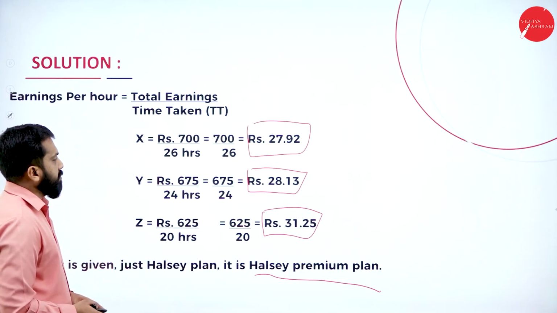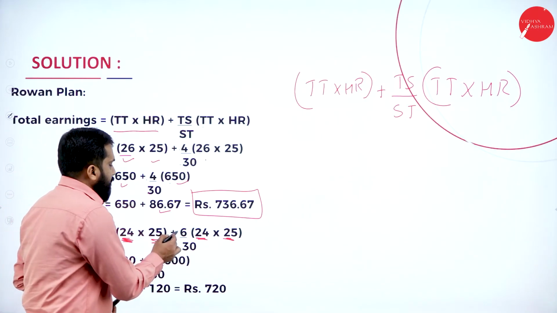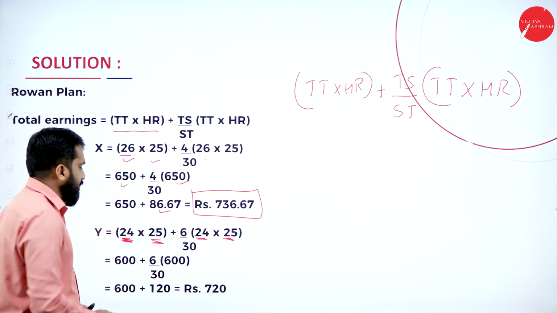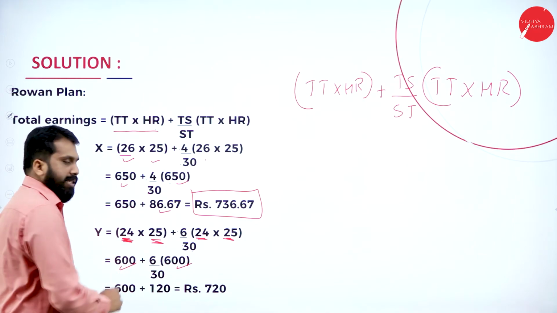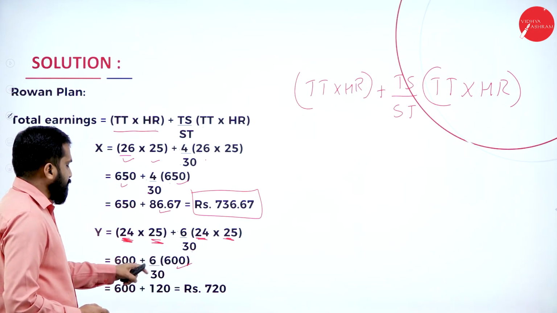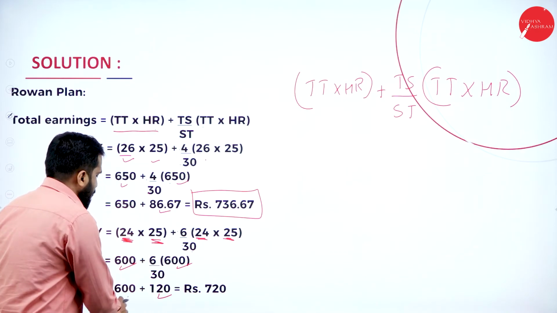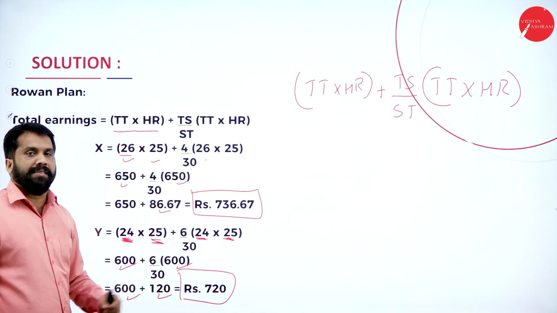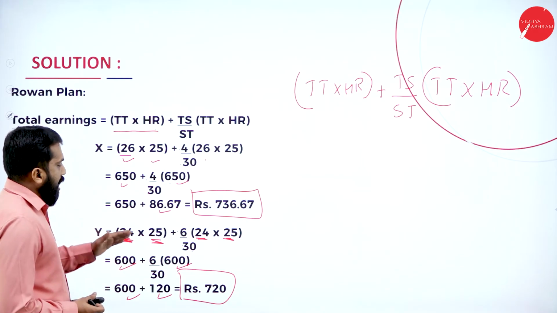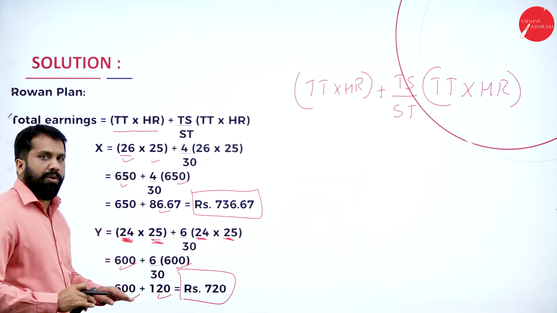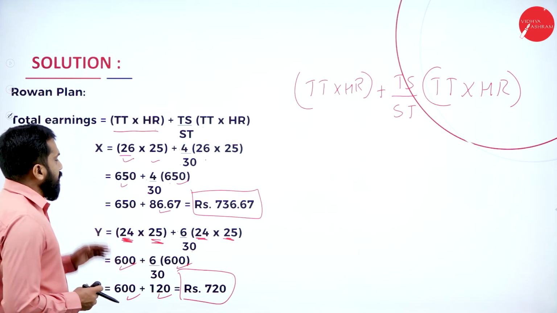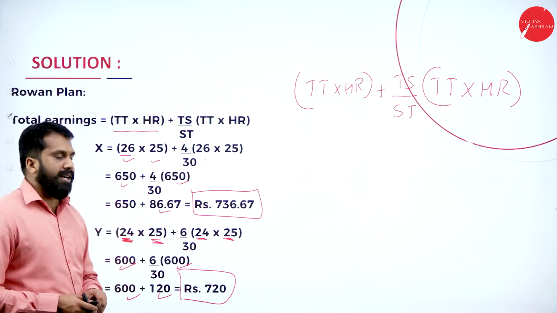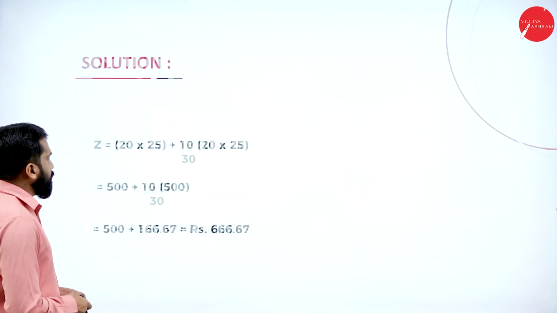Now, 6 hours divided by standard time, which is 30. First you multiply 24 into 25, 600. 600 into 6 by 30 will be 120, plus 600. Your answer is 720. Any doubt up to this? No doubt. Hope you understood. Now, this is all about your calculation of total earning. Now, I'll go to the next one.